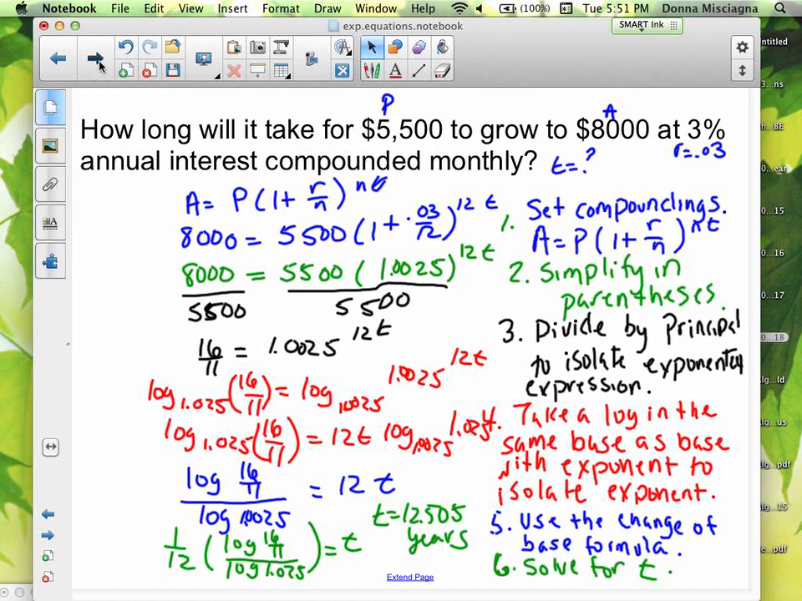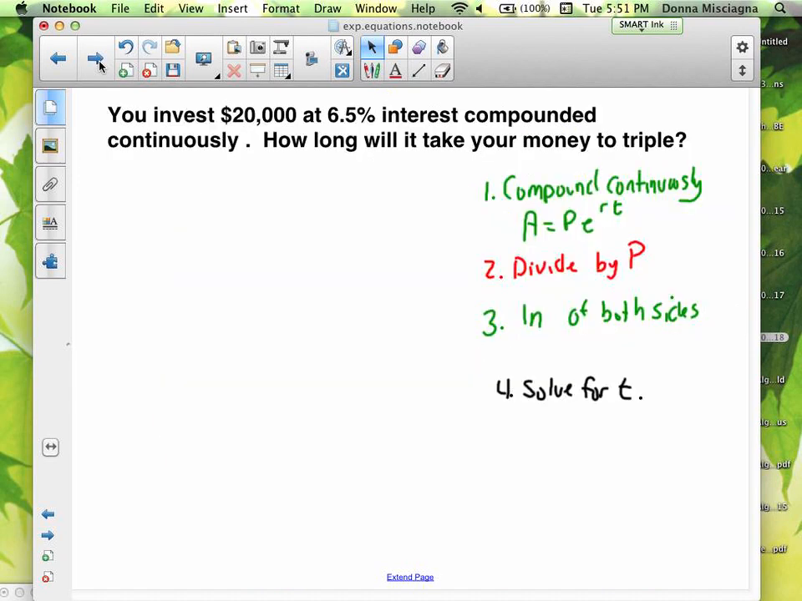Let's do one more problem. And this one's a nice, easy one. So that one was all hard because we had to compound a certain amount of times. We had to simplify in the parentheses. I had to change the base form. This one's so easy. I'll color code it again like the colors that are over there.